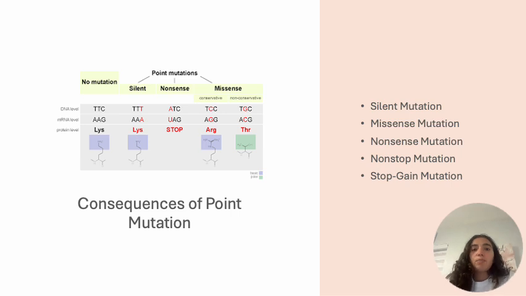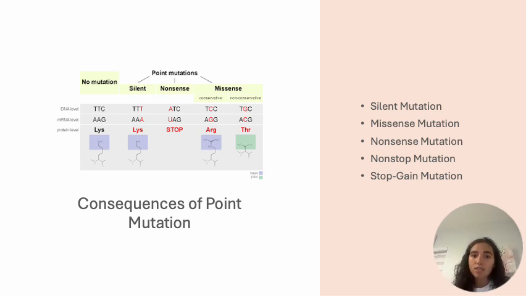Now that we've classified point mutations by the type of base substitution, let's look at the functional consequences on the protein. A silent mutation changes the DNA codon but not the amino acid it codes for. Because the protein sequence doesn't change, these mutations typically have no effect on protein function. Then we have a missense mutation, which changes the codon so that it codes for a different amino acid. Depending on the location and the properties of this new amino acid, this can have little impact or can significantly change the protein structure and function.